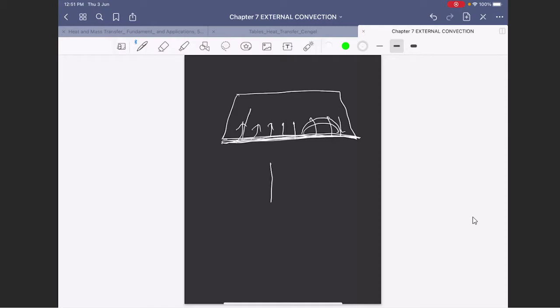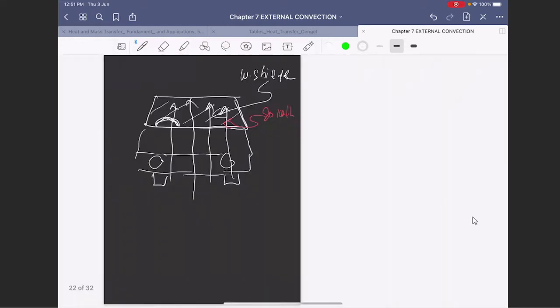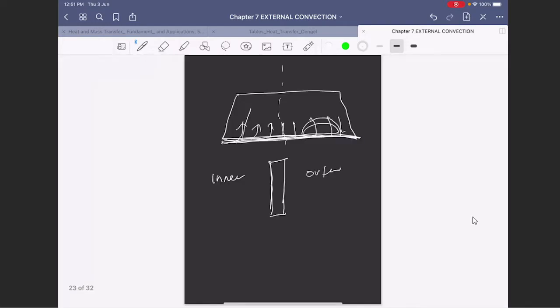If you look from the side view, if I cut this plane, it will look like this. Okay, this is inner, this is outer. So the inner is from the dashboard, and the outer is from outside air. 80 km per hour. This one I don't know the velocity.